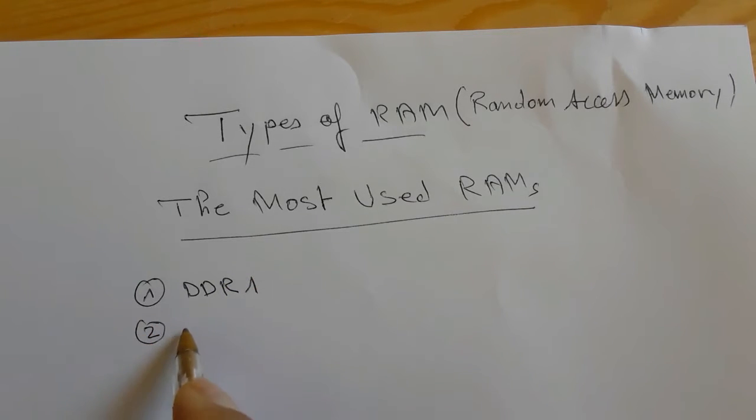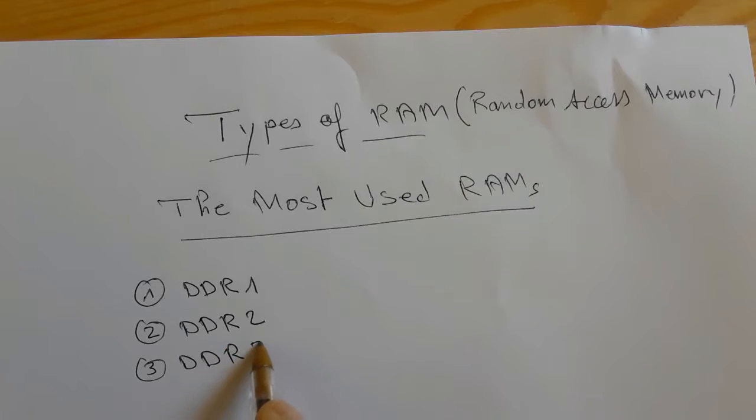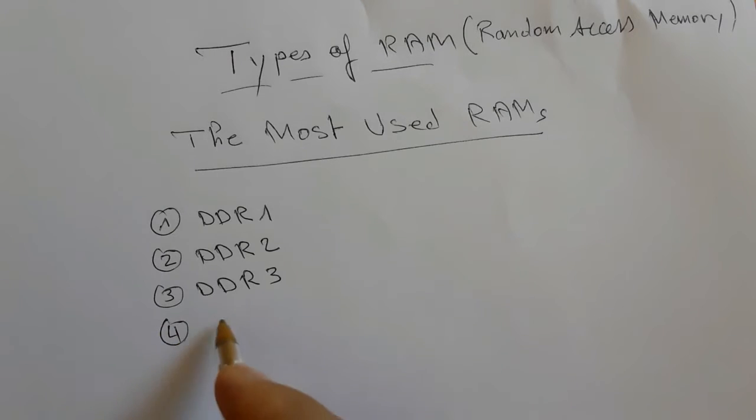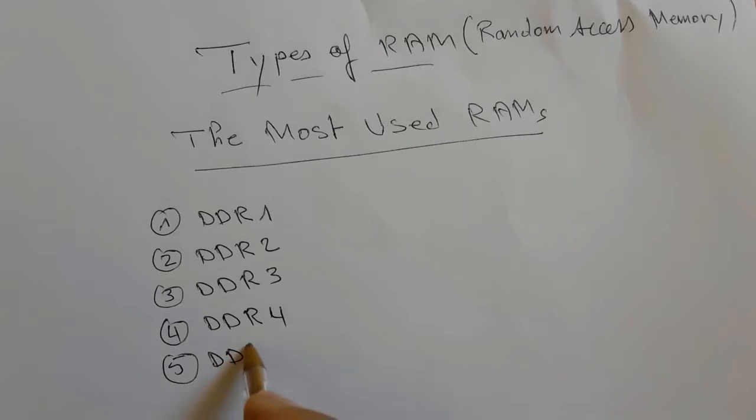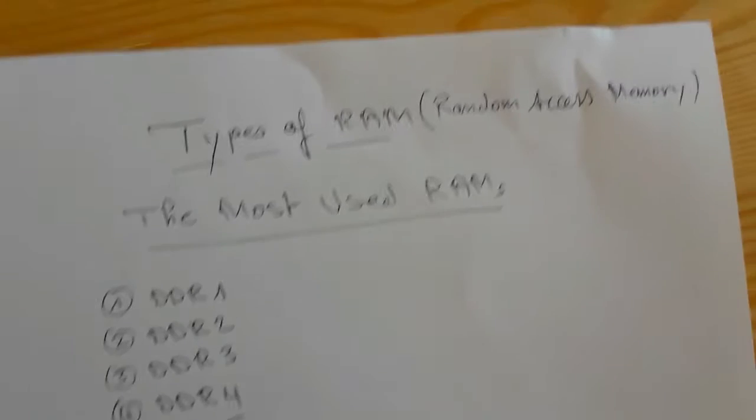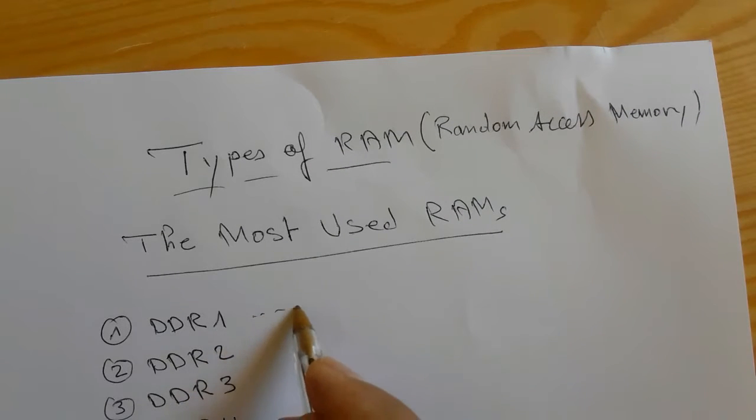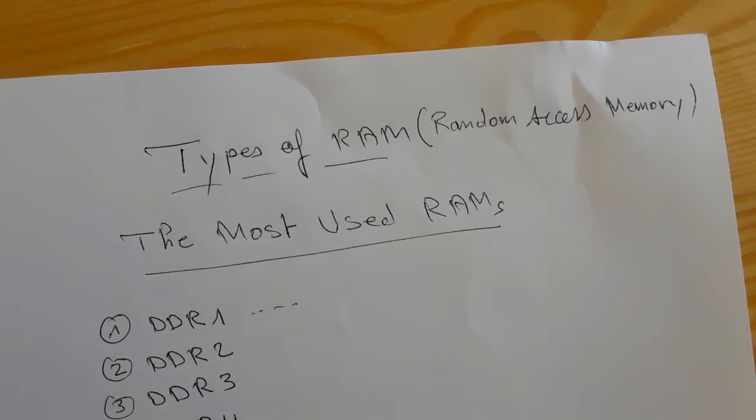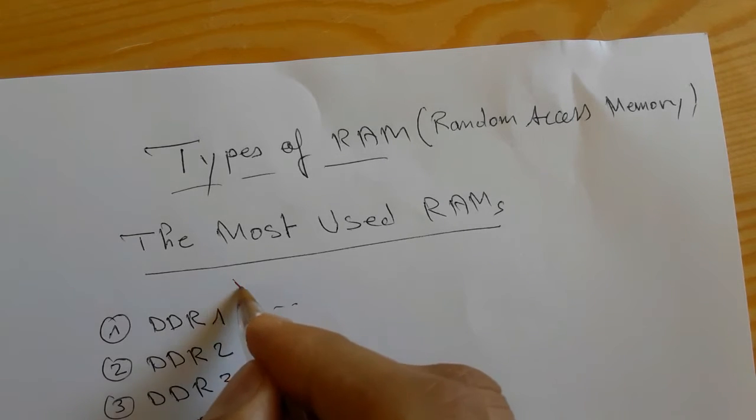Second, DDR2, then DDR3, fourth, DDR4, and the last one, DDR5, okay? So for DDR1, we're going to see its voltage, the working voltage, okay?